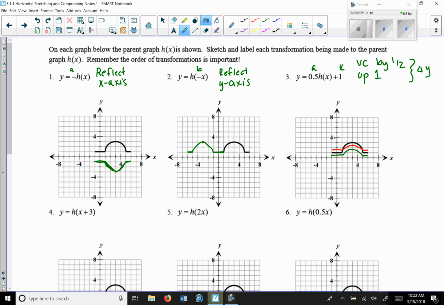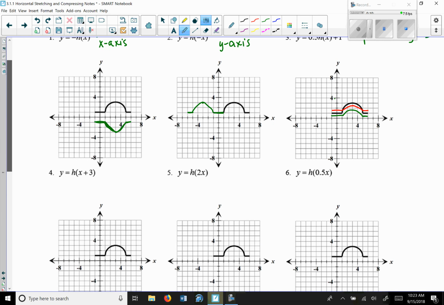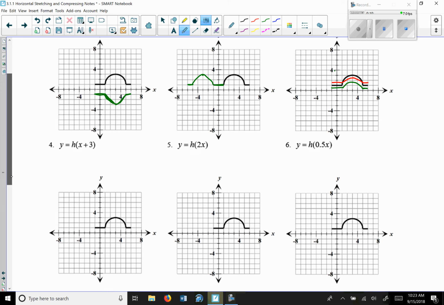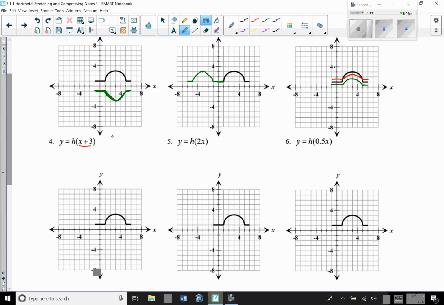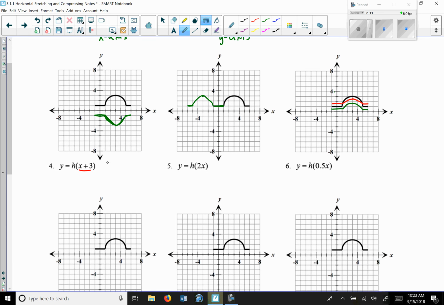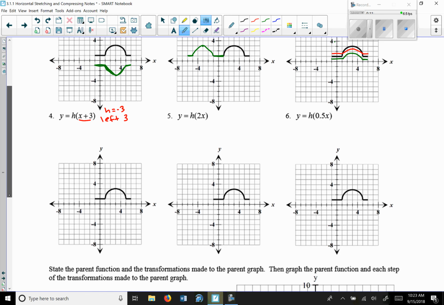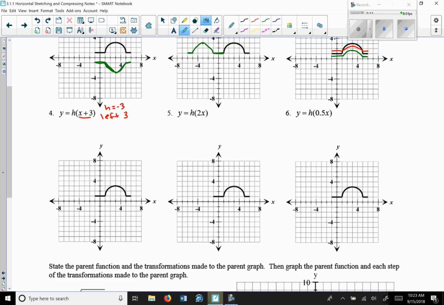And so that graph in red would be my final transformation. So the next one that we have here is inside attached to x. So that means that's my h value that we're looking at. So h is equal to -3 to get that plus sign there. So that tells me this is going to move it to the left 3. And again, that's changing our x values when you're doing horizontal movements.